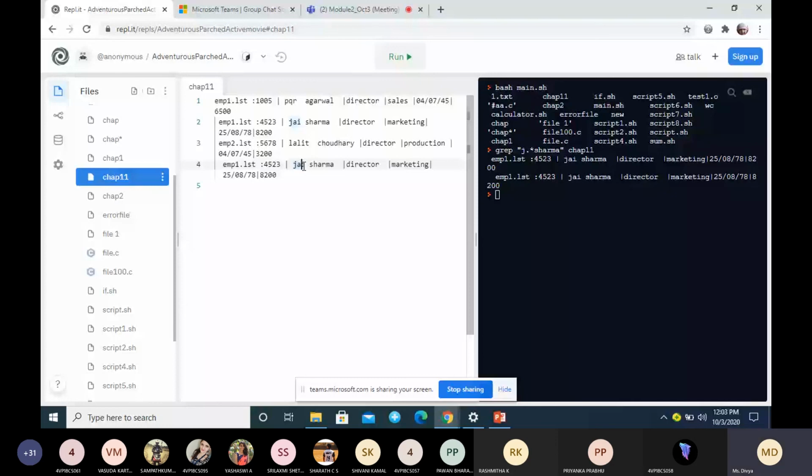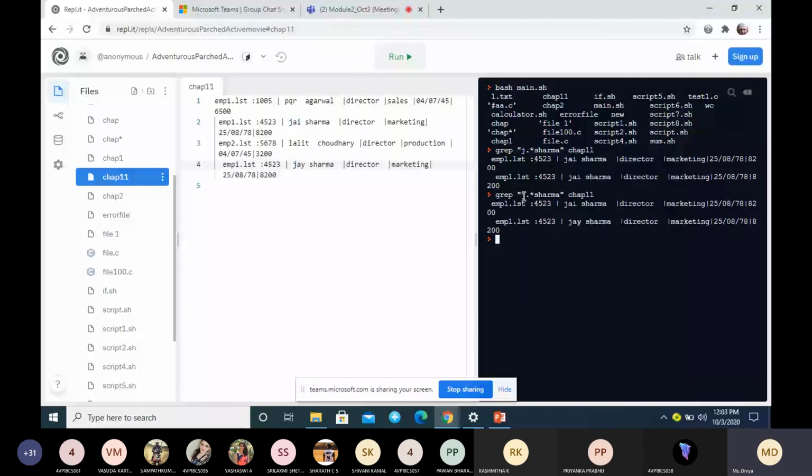So after the first character should be J. After that I can have 0 or more characters and the last one should be Sharma. So it will match both. So this is about dot.